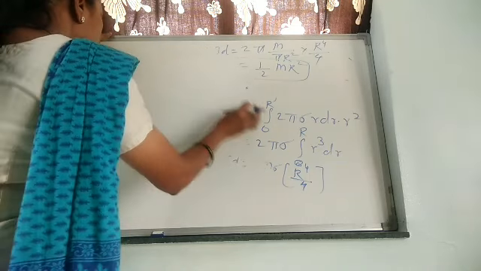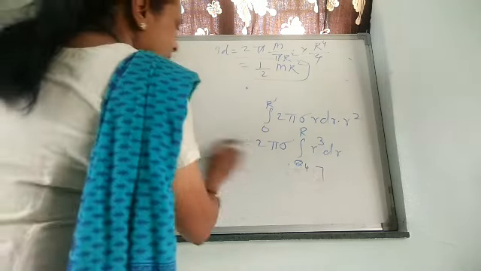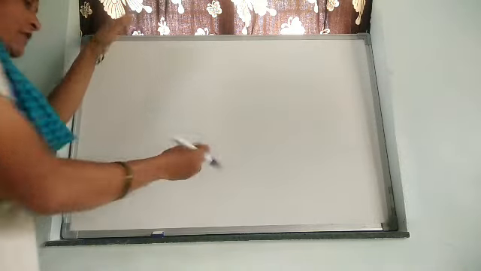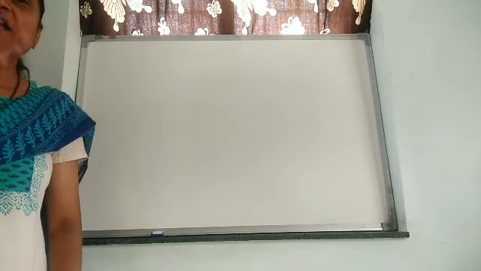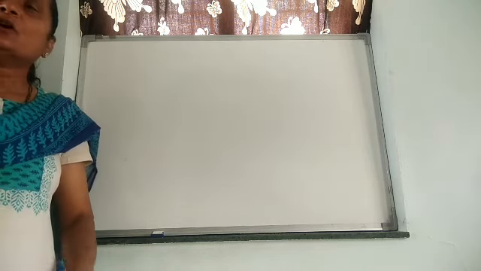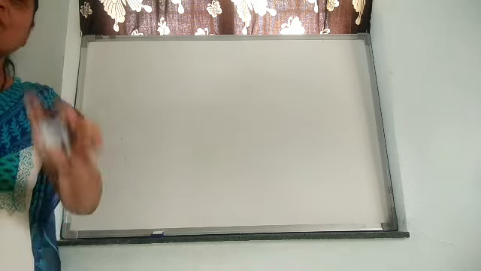Up to this point we have seen what is meant by moment of inertia, the concept of moment of inertia from the expression for rotational kinetic energy. Then we have seen the definition of moment of inertia, and on what factors the moment of inertia of a body depends. We have seen the moment of inertia of a ring. You have also seen the moment of inertia of a disk.